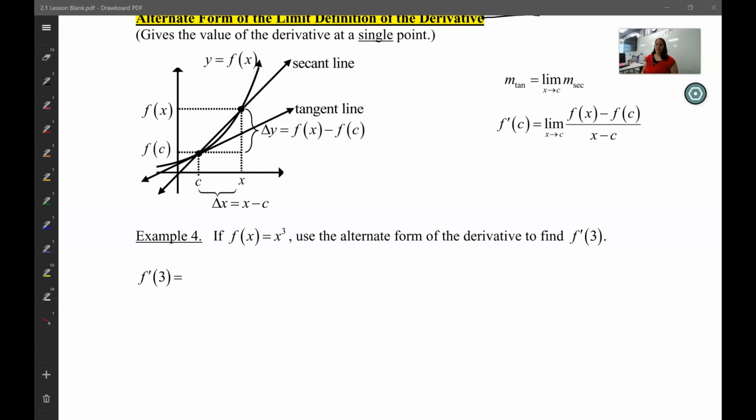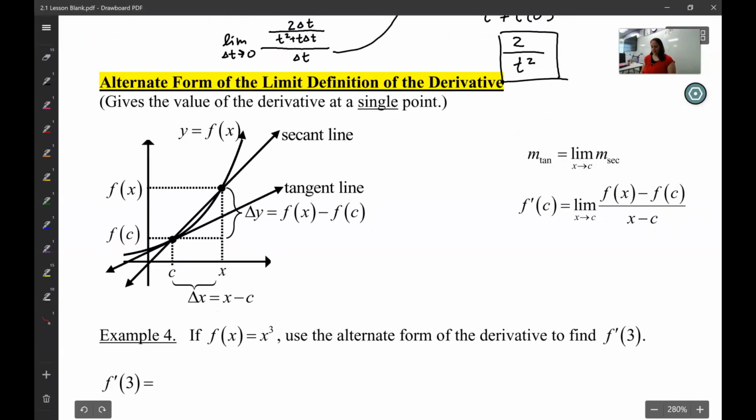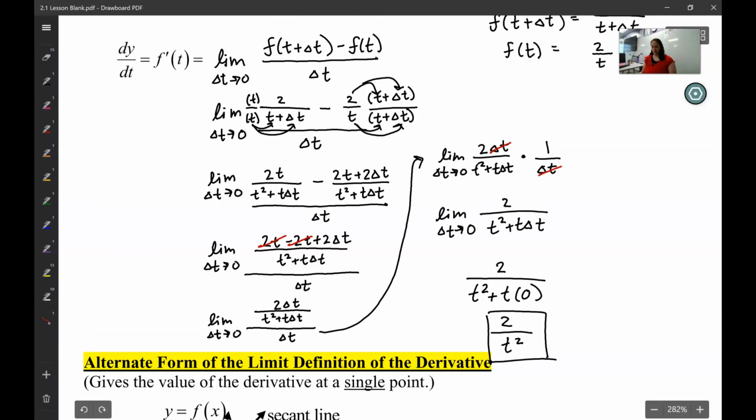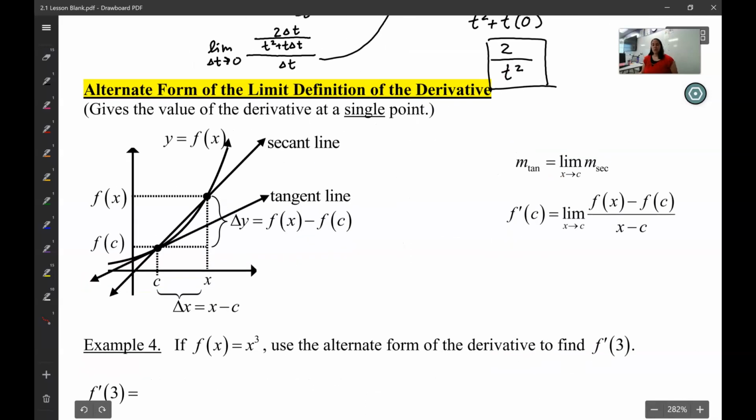Okay, last video for this section. This is about the alternate form. So we just talked about the form to calculate an equation derivative. This one is if we want to find the derivative at a specific point.